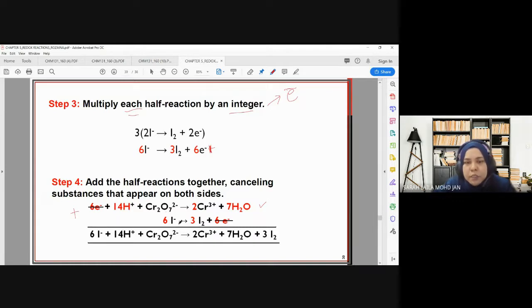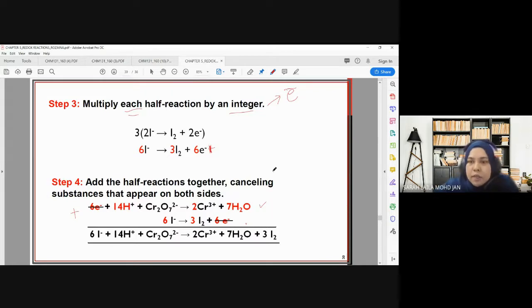yang chromium dan juga iodine ni kita tambahkan dia, and then we cancel the substance yang ada kiri dan kanan. Apa maksud kiri dan kanan? Okay, in this case, the second half reaction ni tak ada H2O dan juga H+. So it is a simple example. But when you have both yang ada H+ dan H2O, so you kena tengok kiri dan kanan dia.